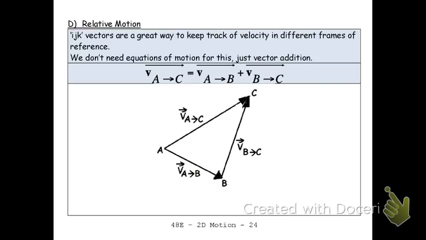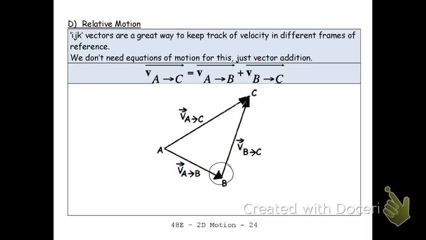Because, let's think about our vector diagrams. If this is vector A going to B, A with respect to B, it's really B with respect to A when I think about it. If this is the vector linking A and B, and that is the vector linking B and C, then this is the vector linking A and C.